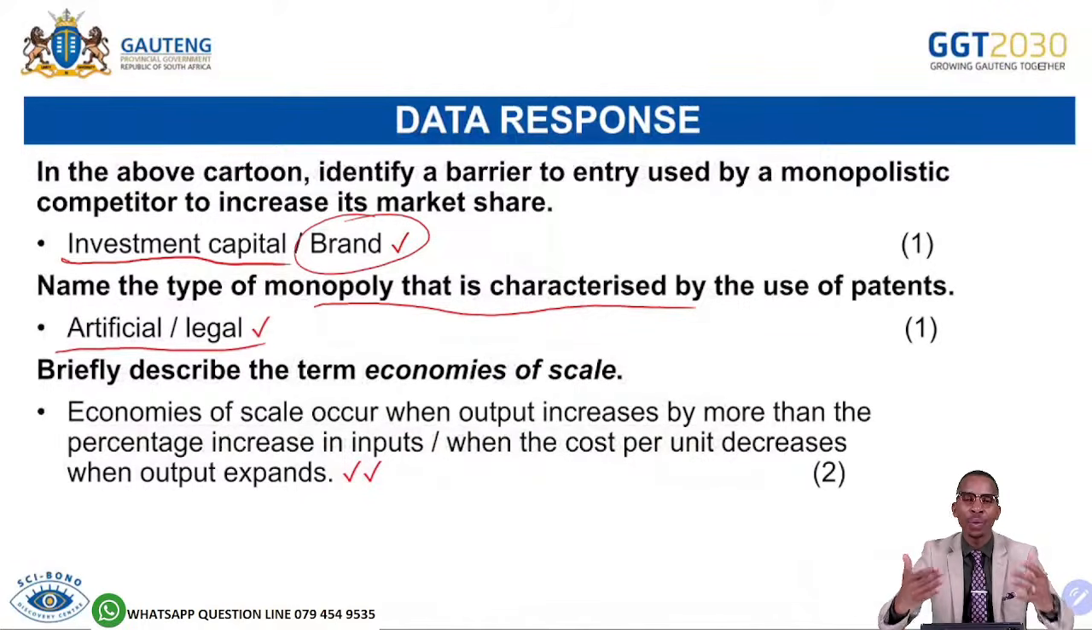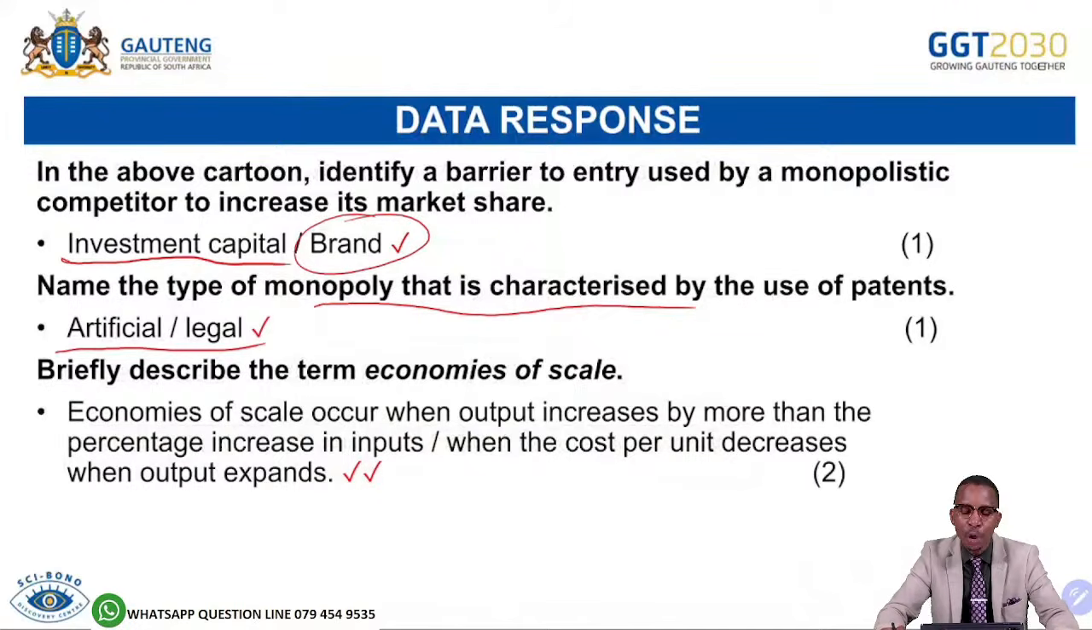So they are blocked naturally, not legally, not by patents, not by exclusive rights, and not because those firms are given the right to own a certain natural resource. Like De Beers is the sole owner of diamonds in South Africa. So that creates an artificial monopoly.